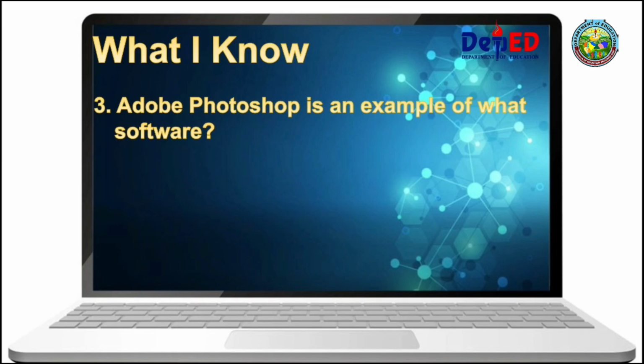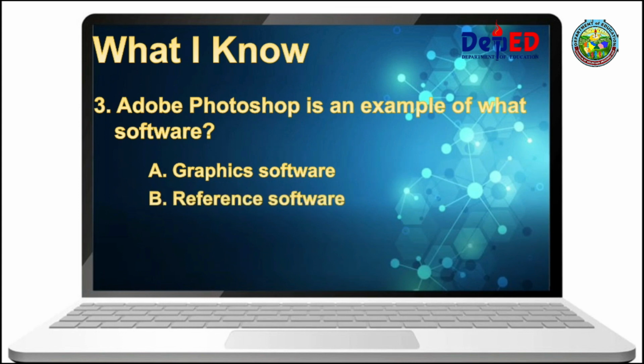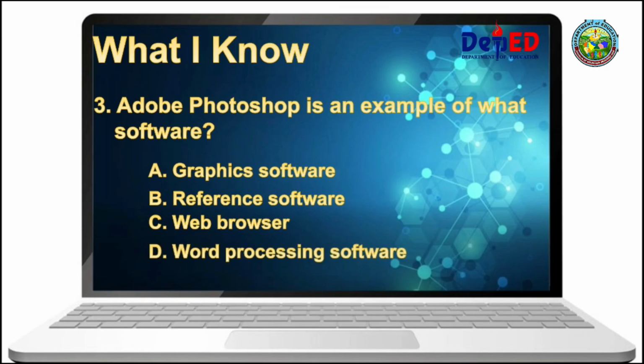Number 3. Adobe Photoshop is an example of what software? A. Graphics software. B. Reference software. C. Web browser. Or D. Word processing software. The correct answer is A. Graphics software.